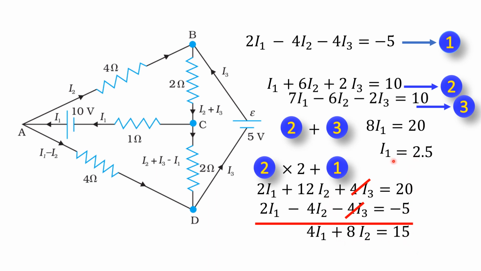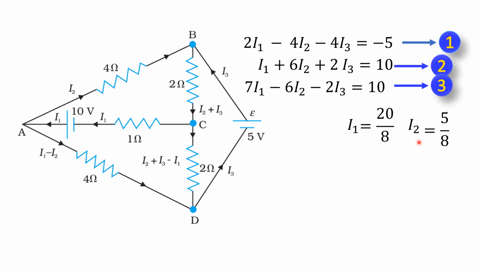Next, we substitute I1 is equal to 2.5. Substituting 2.5 instead of I1, we get 4 into 2.5, that is 10, plus 8I2 is equal to 50. Bringing this 10 to the other side, we get 50 minus 10 is equal to 40. So 8I2 is equal to 40, I2 is equal to 5.